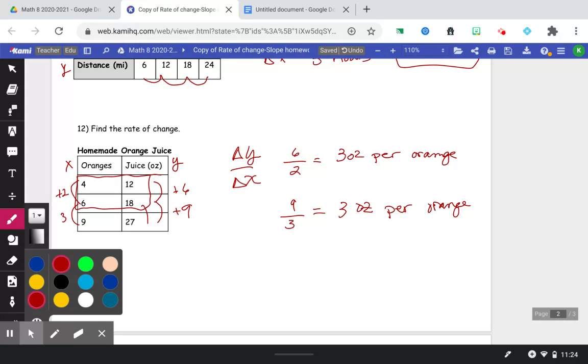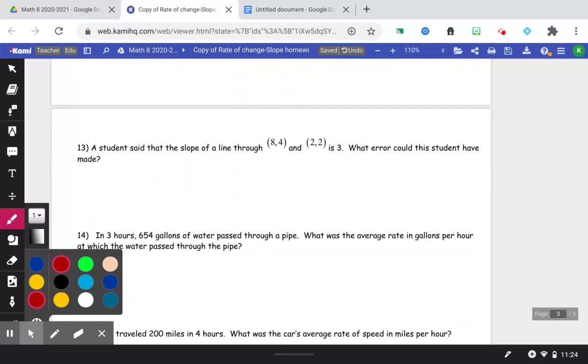You're going to get the same answer no matter what. Okay? All right, the next one, it says, a student said that the slope of the line through (8, 4) and (2, 2) is 3. What error did this student make? So I'm just going to figure out, well, what is the actual answer? So I'm going to label, and then I'm going to think y2 minus y1 over x2 minus x1. So I'm going to do 2 minus 4 over 2 minus 8.